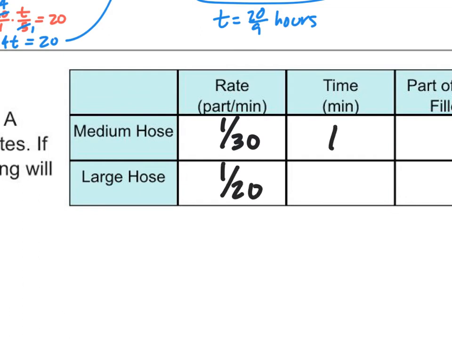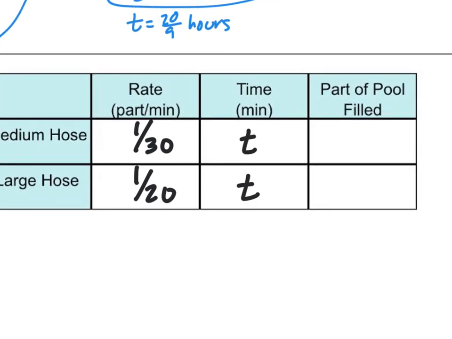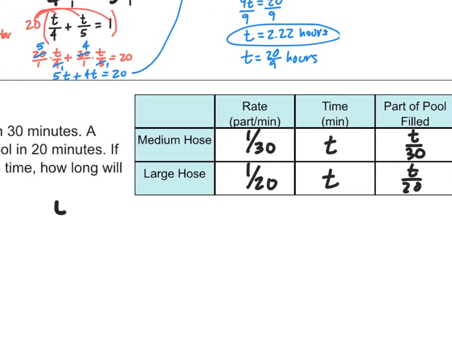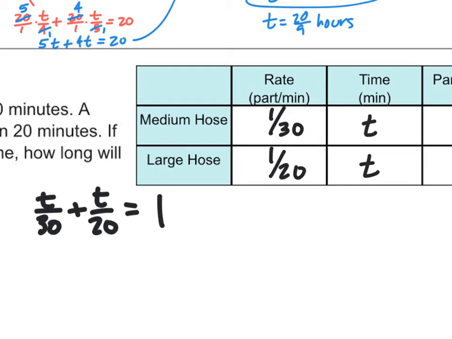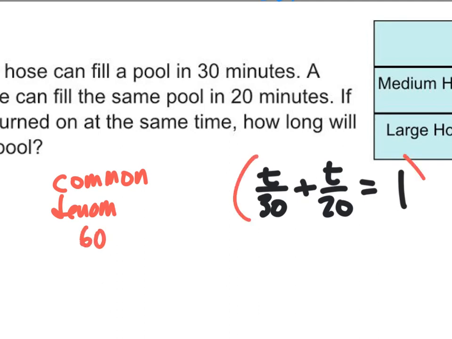If they work for the same time, T and T, then the part of the pool that's filled is T over 30, and here this is T over 20. So what I want to do is set up an equation: T over 30 plus T over 20, add those together, and that's one whole pool that's been filled. Now I want to multiply by the common denominator, and that's 60.